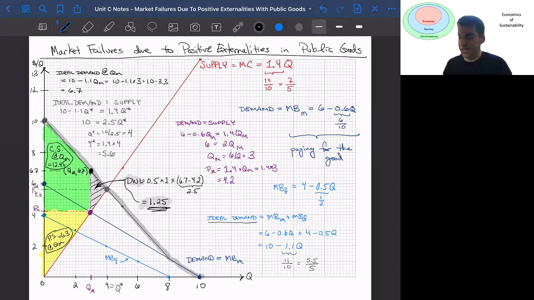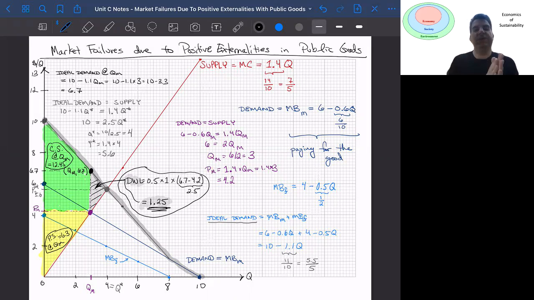And so right there, and then this is the deadweight loss down here. That's the other important quantity. And so if you add 12.45 plus 6.3, that gives you the current benefit to society at the market equilibrium.